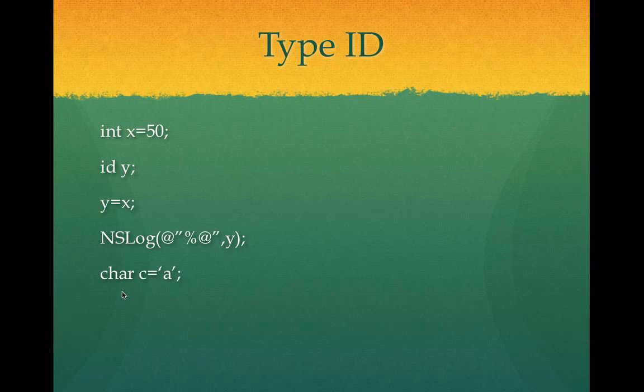Now I have a new character called c, holding the letter A. If I assign to y the value of the variable c, I will get on the output that y is equal to the character A. So y is actually an id, a type that can hold any value.